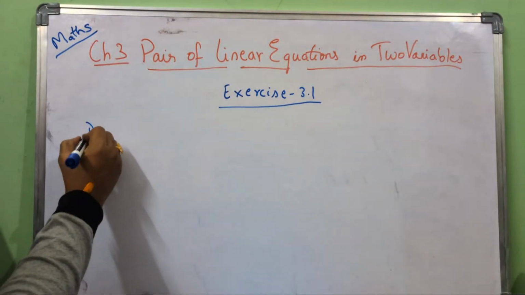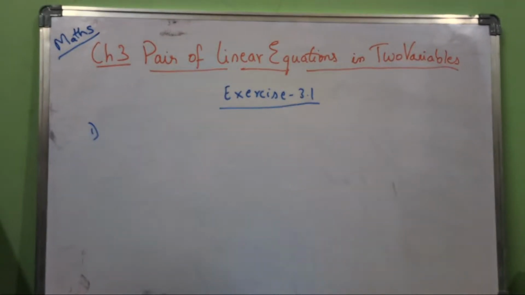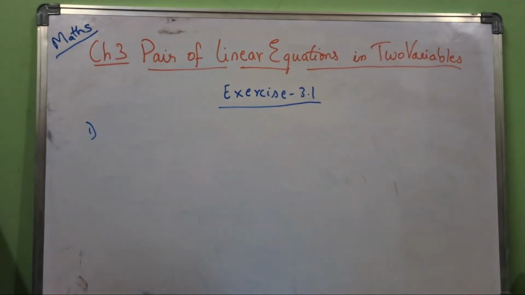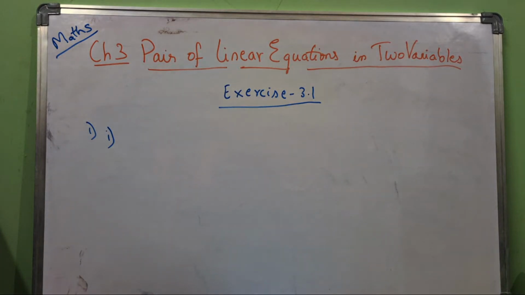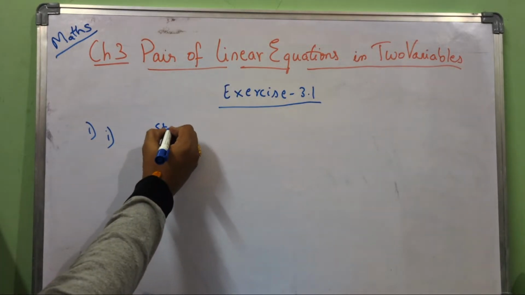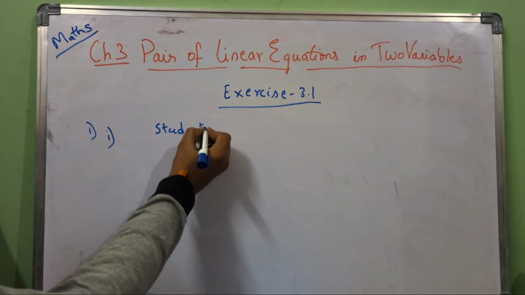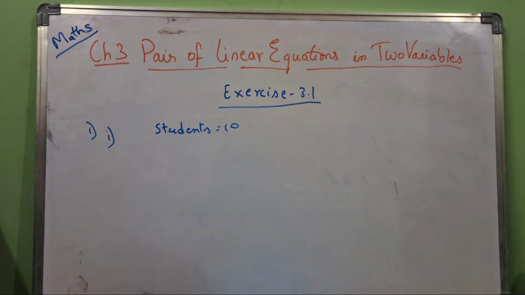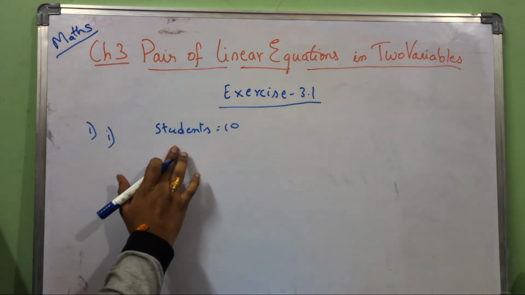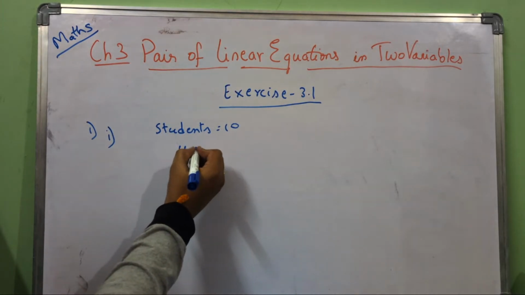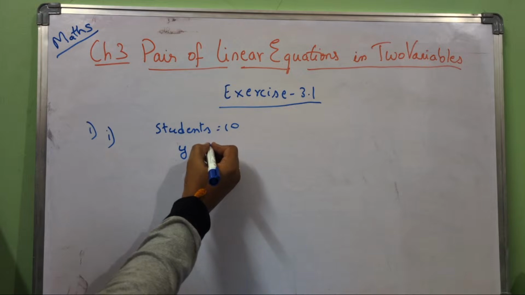In the first question they're saying: form the pair of equations for the following problems and find the solutions graphically. In the first part, 10 students of class X took part in a mathematics quiz. The total number of students is 10. If the number of girls is 4 more than boys, suppose girls as y and boys as x.